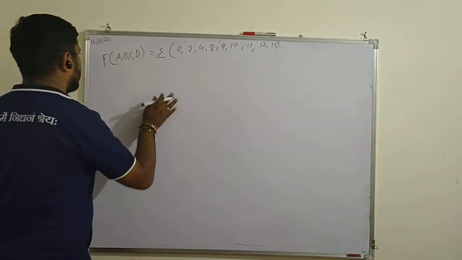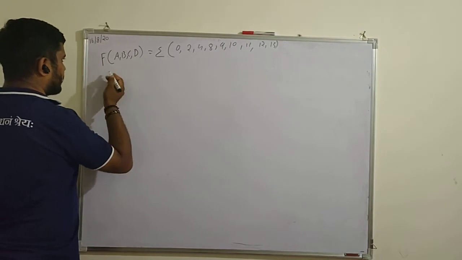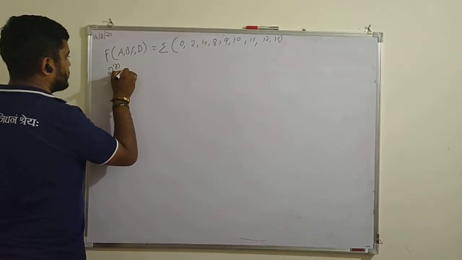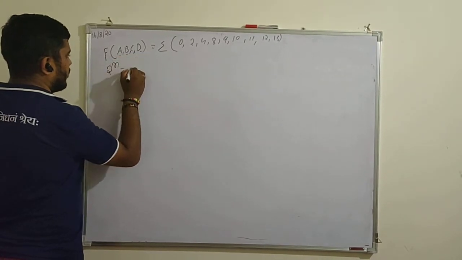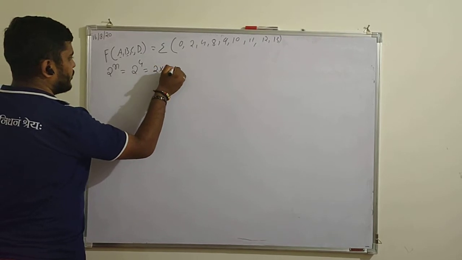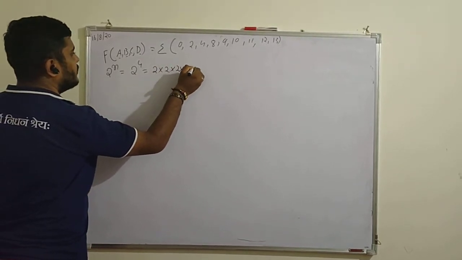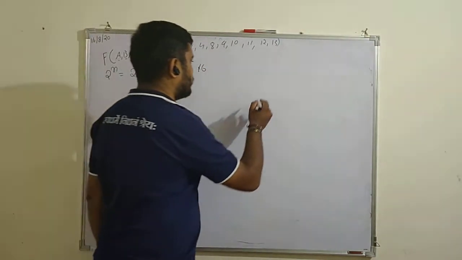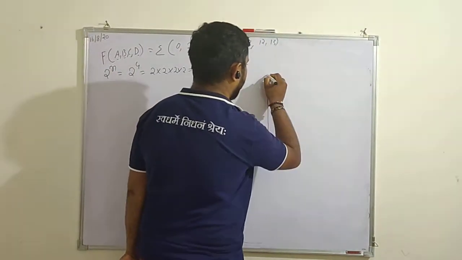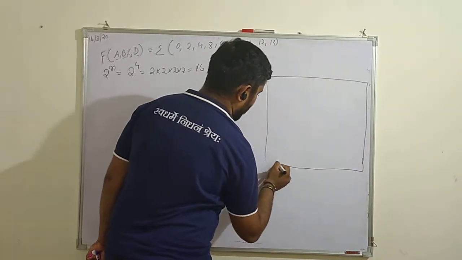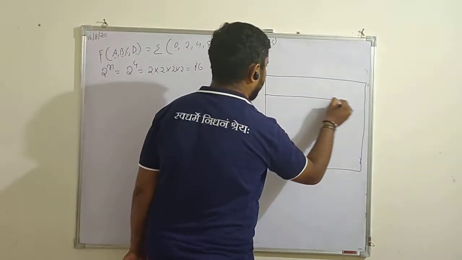Okay. So now what is your work? You should draw a K-map box. So what you should do? 2 to the power of n, where n is the number of inputs. How many inputs are there? 4 inputs. So 2 to the power of 4, which is equal to 2 into 2 into 2 into 2, is equal to 16. So you should draw a K-map which consists of 16 boxes.